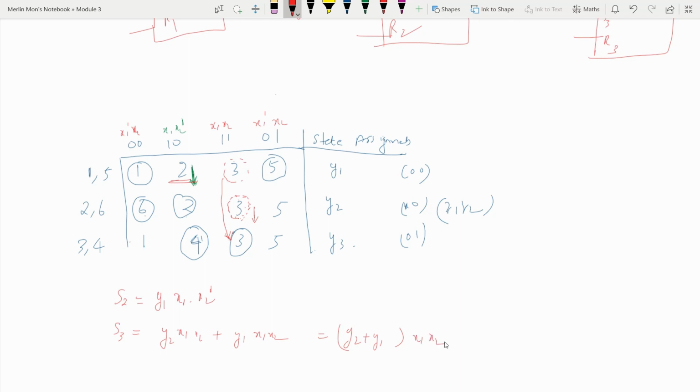There is one more rule regarding this: if a row contains only one number, that is, here in this row there are 3 threes and one is circled. Similarly, in this column there are 3 fives and one is circled. If a condition like this happens, we will just take the column address only. So S3 will become x1 into x2. We will only take this. We will not take the product of output.